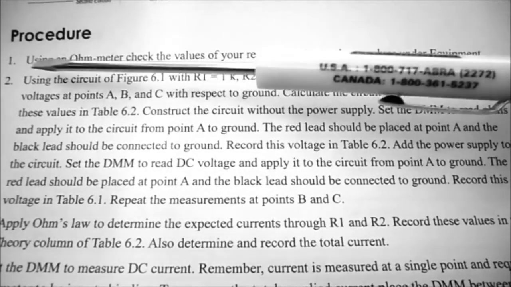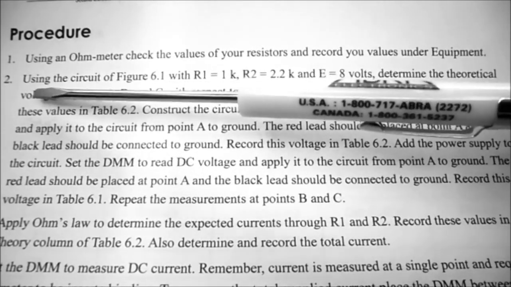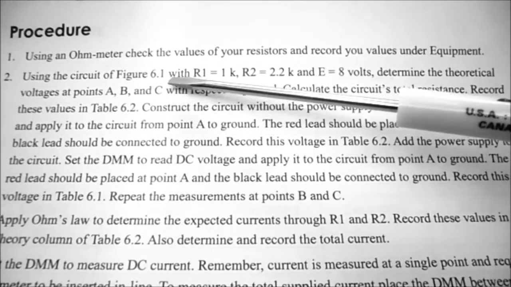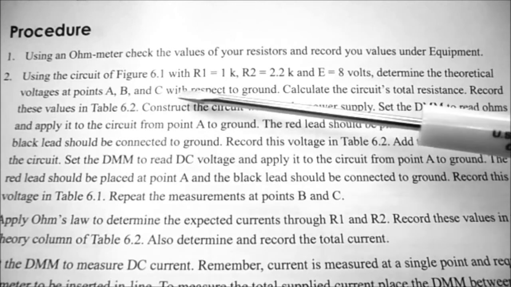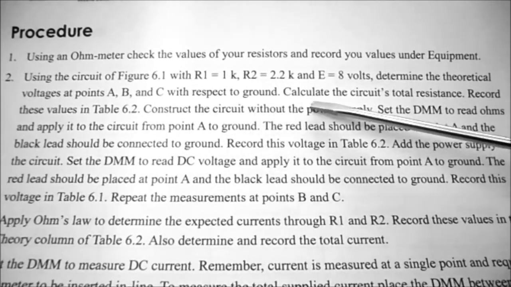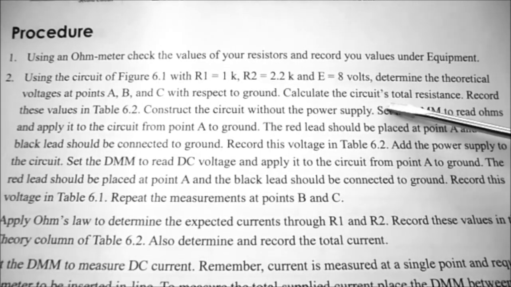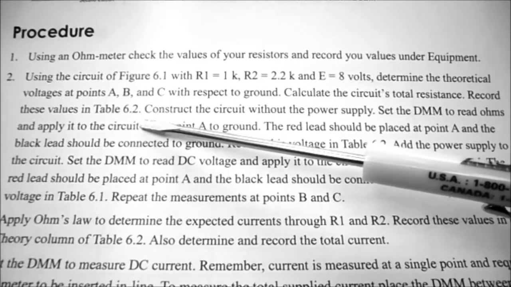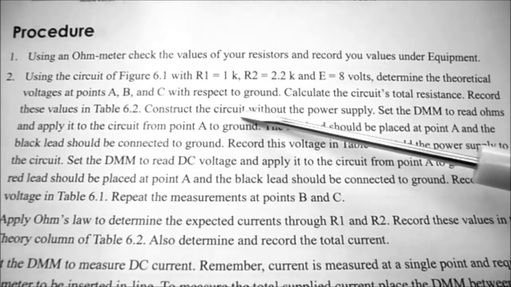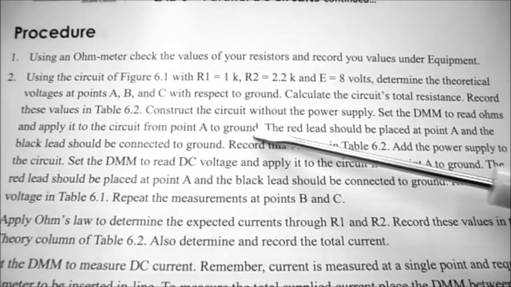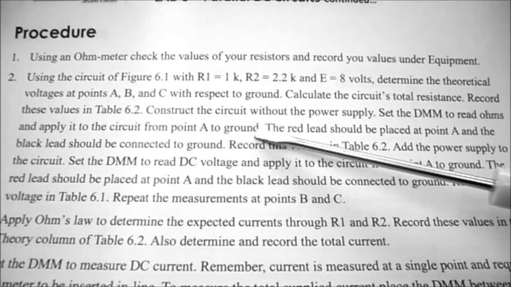Now you can see on step 2 under procedure, we're going to be doing quite a few things. We're going to use the circuit of figure 6.1. We're going to determine the theoretical voltages at points A, B, and C with respect to ground. We're going to calculate the circuit's total resistance. We're going to record these values in table 6.2. And then we're going to construct the circuit without the power supply. Then we're going to check the resistance reading of the circuit to see if we've built the circuit correctly.